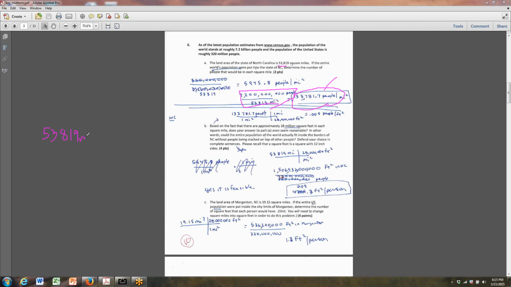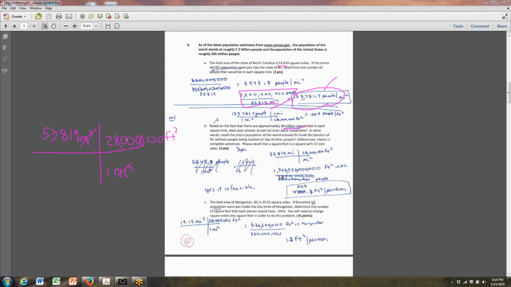Square miles. And we also know that there are approximately 28 million square feet in each square mile. So each square mile is about 28 million square feet. I don't know if this is working better or not. And notice the square miles cancel.